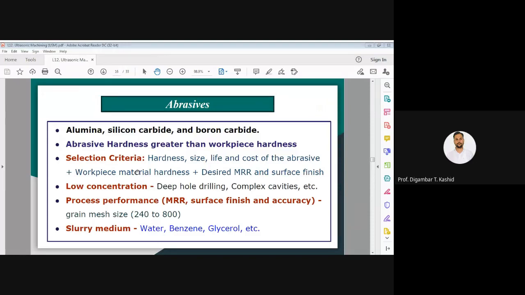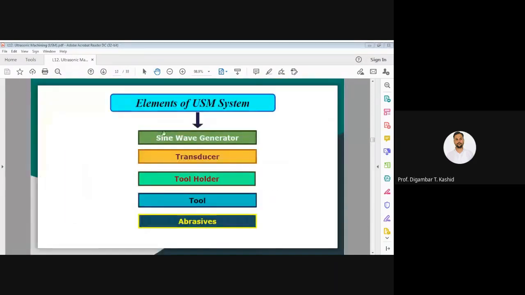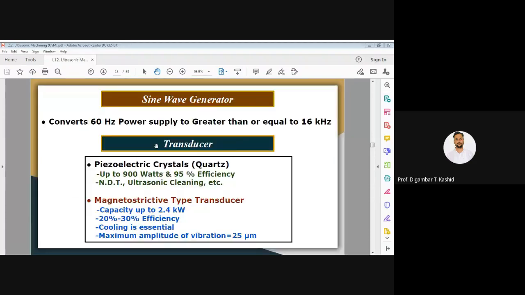And if it has high viscosity, then it may not be able to reach the fine cavities or fine details on your component. So water is recommended as a carrier medium because of its low viscosity. But the problem with the water carrier medium is that it corrodes the workpiece. So one has to take this point also into consideration. So this is about the elements, or components we can call them.